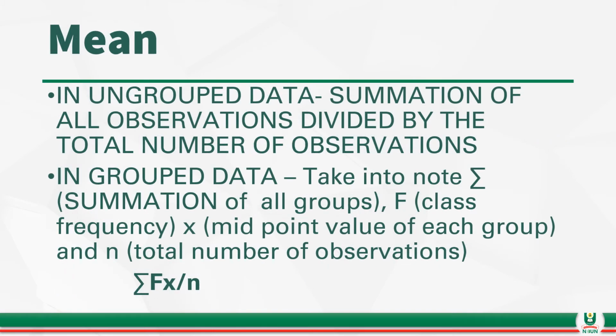So mean can be in ungrouped data. It can also be in grouped data. In ungrouped data, it is basically a summation of all the observations that you have found divided by the total number of those observations. In grouped data, you take note of the summation of all the groups: the class frequency, the midpoint value of each of the groups, and then the total number of observations, what we call sigma fx over n.